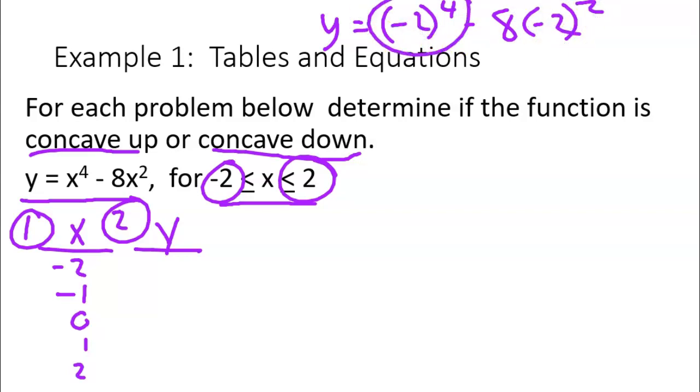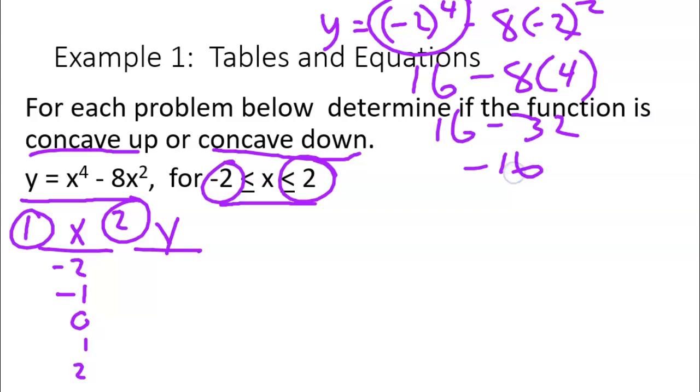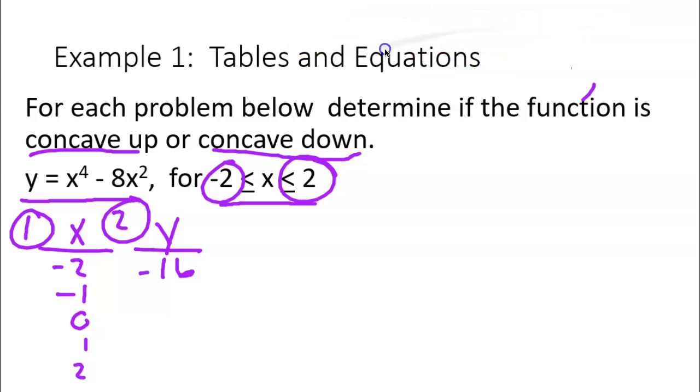So you do your powers first. -2 to the 4th power is 16. -2 squared is 4. And 16 minus 32 is -16. So I end up with -16 for that first x value. Now, I'm not going to show my work for all of these just for the sake of time. Hopefully that kind of helps you guys understand how to do it though. But basically, I'm just going to keep doing that. I'm going to plug in the -1, and then I'm going to plug in the 0, and so on, and get all the answers that I can.